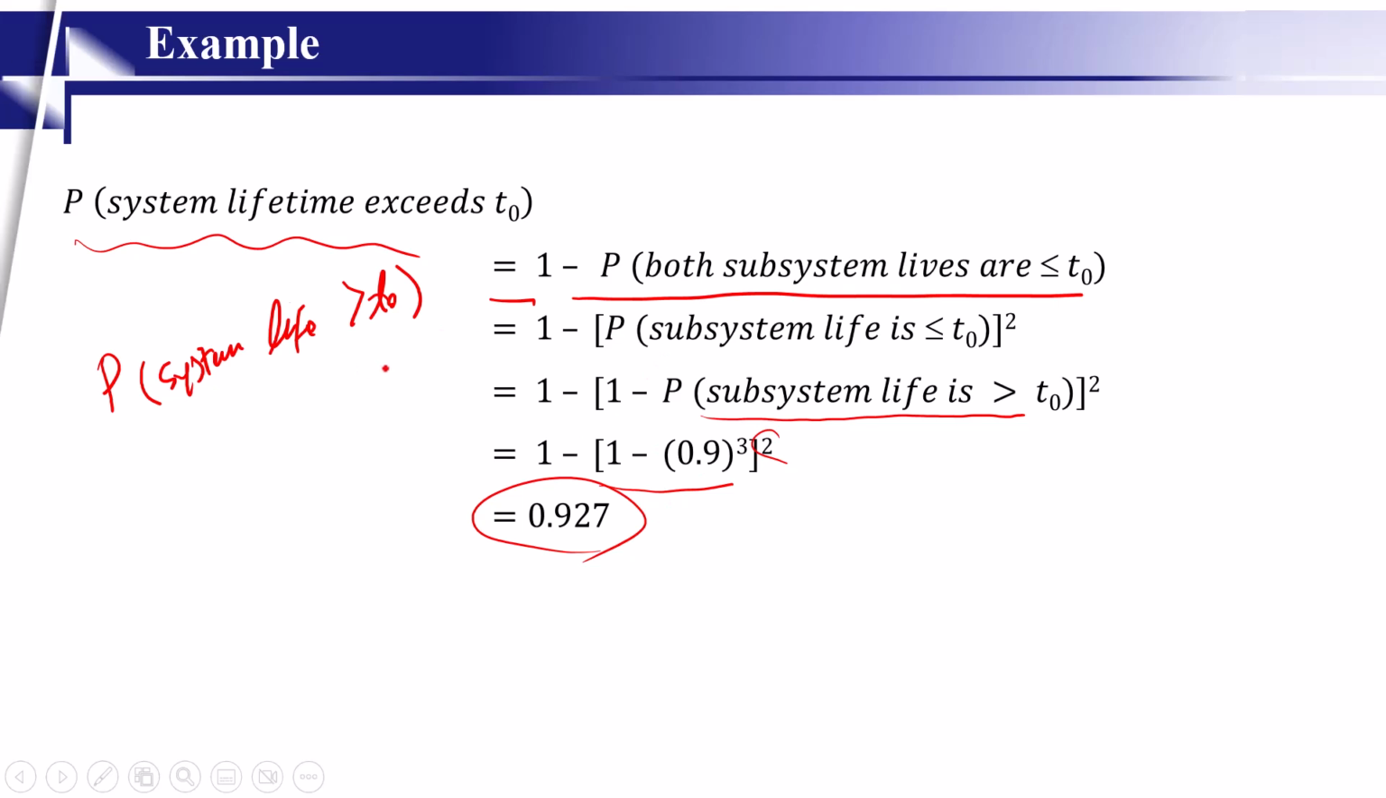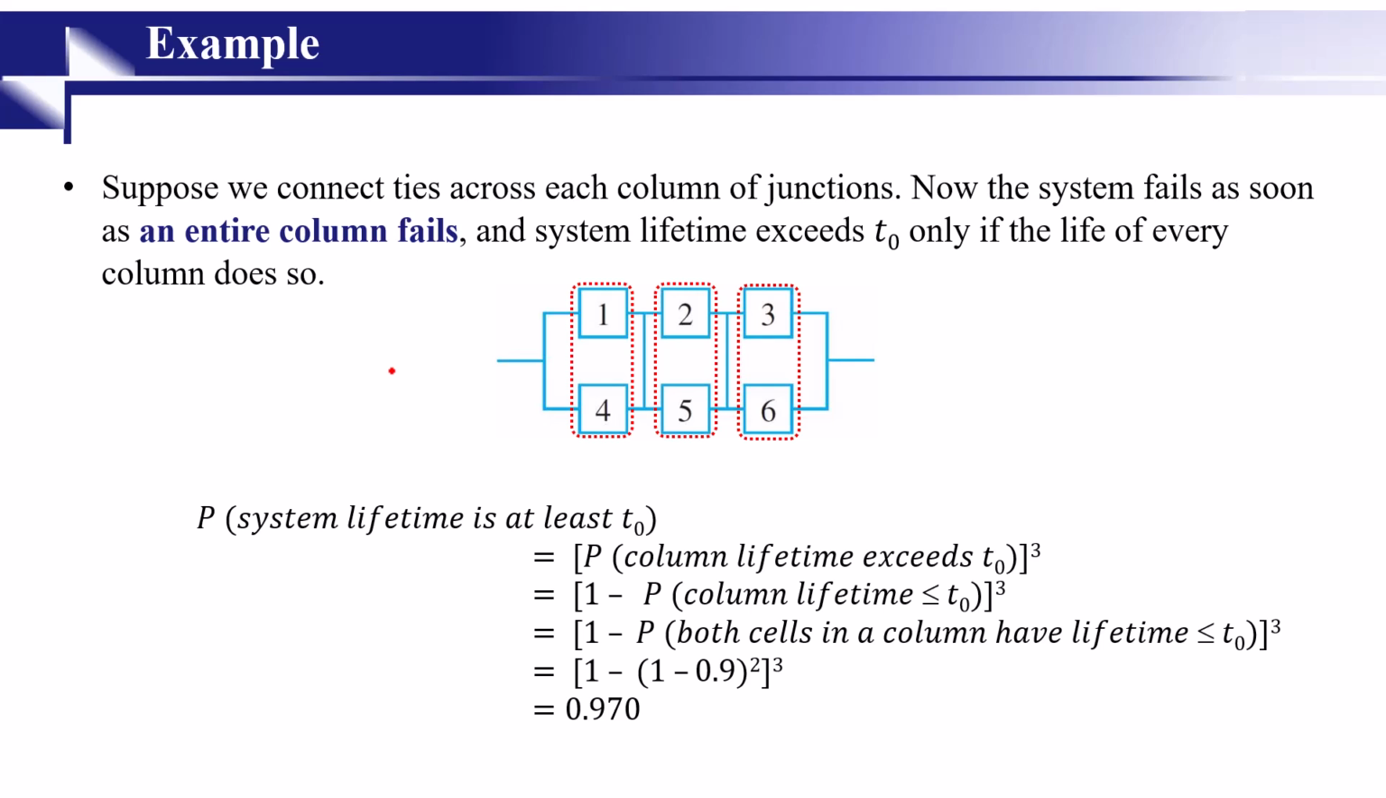Consistency is beautiful. Now tweak the system. Connect ties across columns, so it fails if any column, like pairs of cells, fails. You can see here we added these lines. System life exceeds T0 only if all three columns survive, right? So one of these should be there, one of these should be there, one of these should be there. So these two together, these two together, these two together.